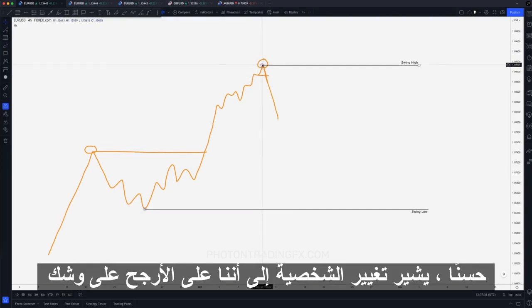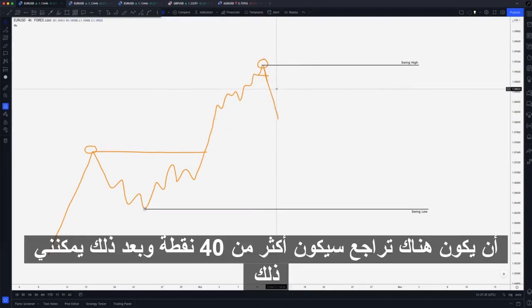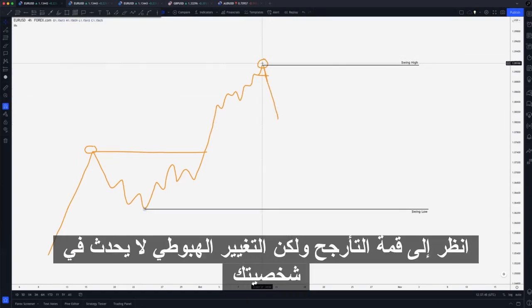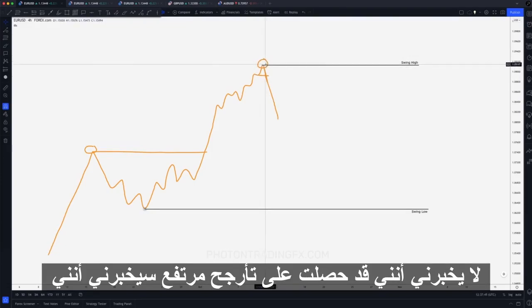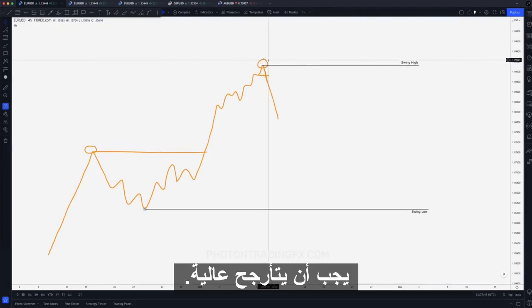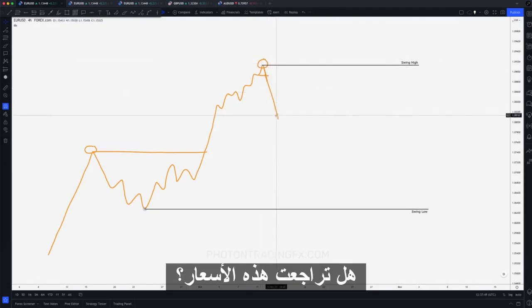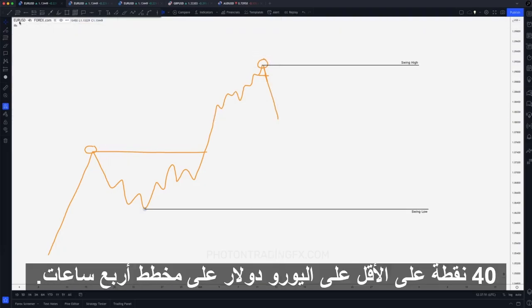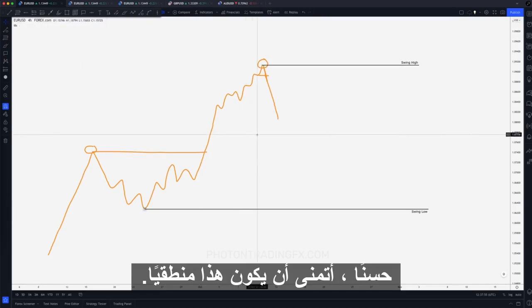Okay, the change of character signals that we probably are about to have a pullback that's going to be more than 40 pips, and then I can mark out the swing high. But the bearish change of character, when that happens, does not tell me that I've had the swing high. What tells me that I have the swing high is that price has pulled back at least 40 pips on Euro Dollar on the 4-hour chart. Okay, so hopefully that makes sense.